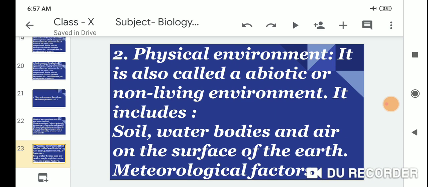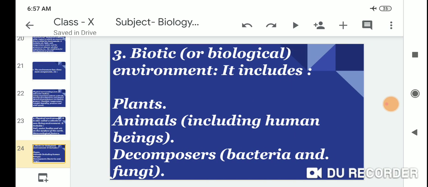Physical environment is also called the abiotic or non-living environment. It includes soil, water bodies, and air on the surface of the earth. Meteorological factors. And the third one is the biotic or biological environment. It includes plants, animals, including human beings, decomposers, bacteria, and fungi.